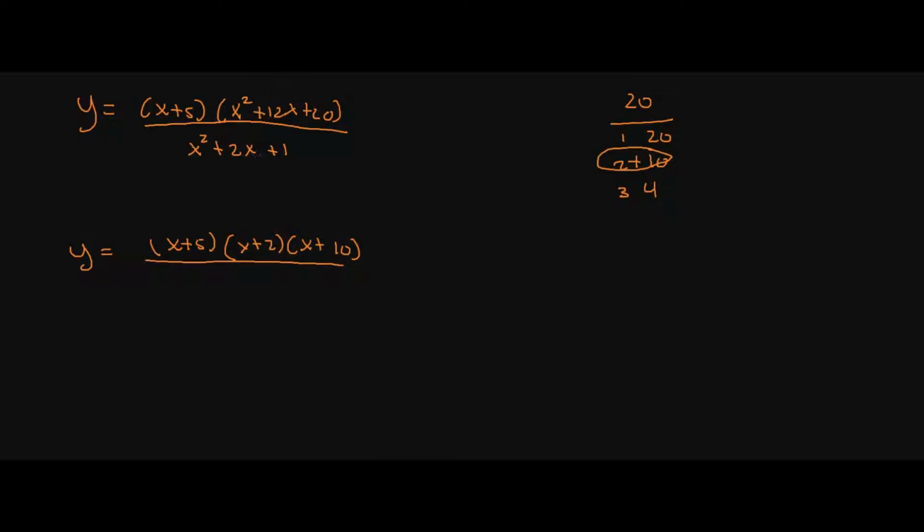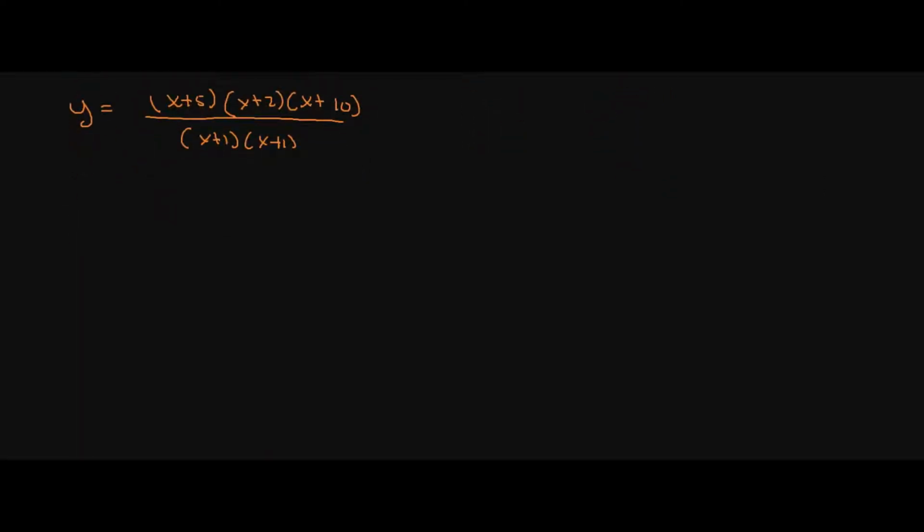Down below, I'll do the same thing to turn this into factored form. We are going to get all the factors of 1, which is just 1 and 1. So if we do 1 plus 1, we get the 2. So down below, we're going to get x plus 1, x plus 1. Now that it's rewritten into factored form, let's go ahead and solve. We want to find our x-intercepts, and we also want to find our vertical asymptotes.